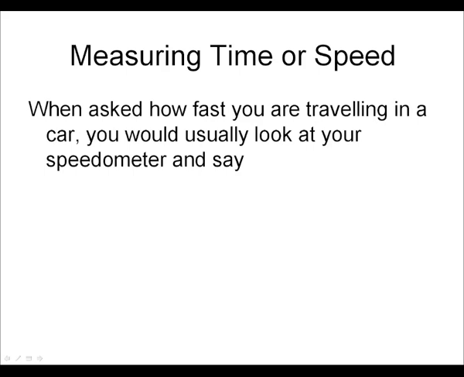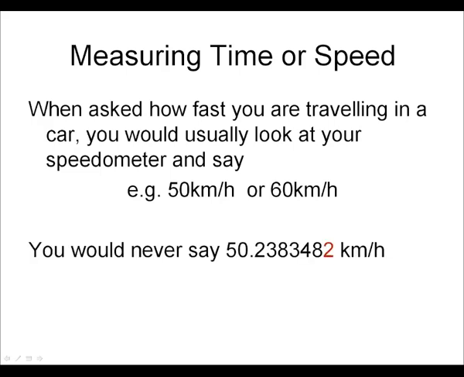So, measuring time and speed. If you were asked how fast you were traveling in a car, you would usually look at the speedometer and you'd say something like, we're going at 50 kilometers an hour or 60 kilometers an hour. You would never say that you're traveling at 50.238348 kilometers an hour. And often in maths, students will give answers with all these decimal places. And I'd like to have a look at why you would never include all those digits.